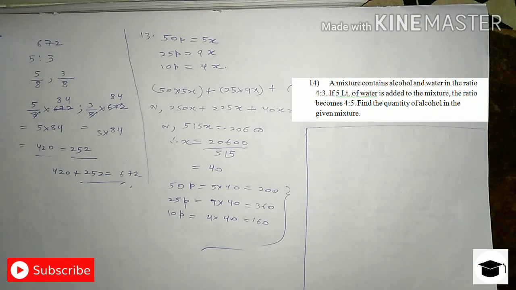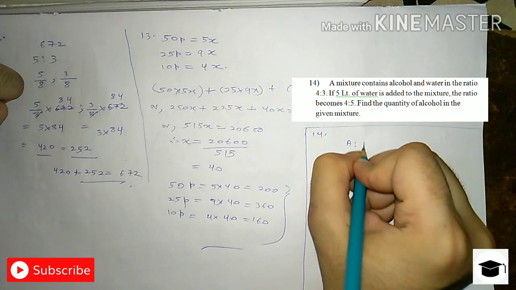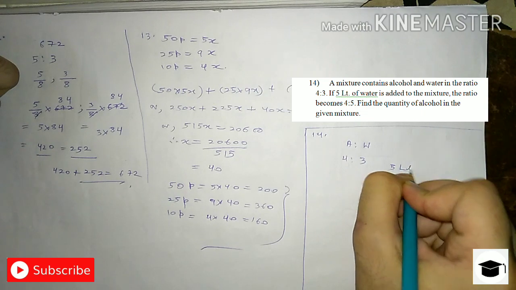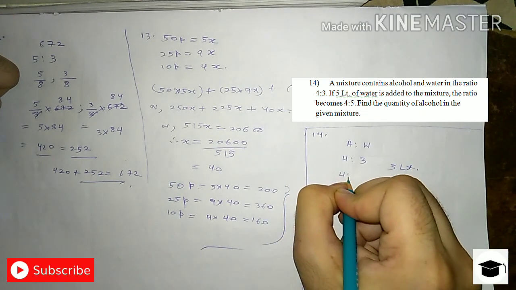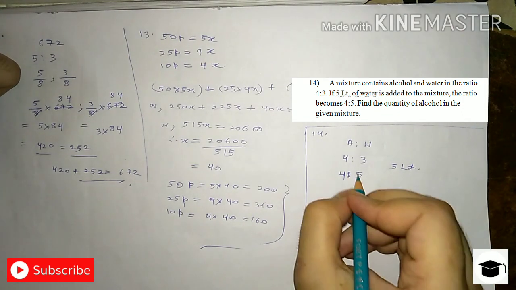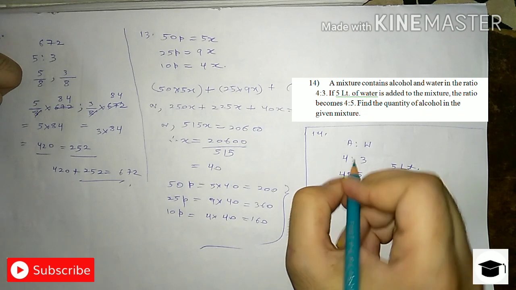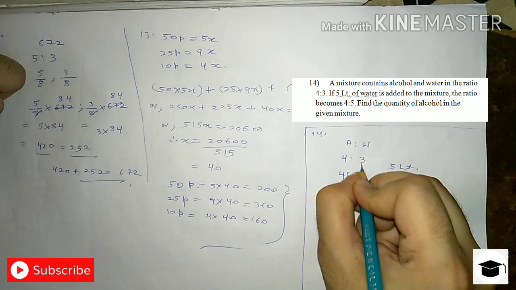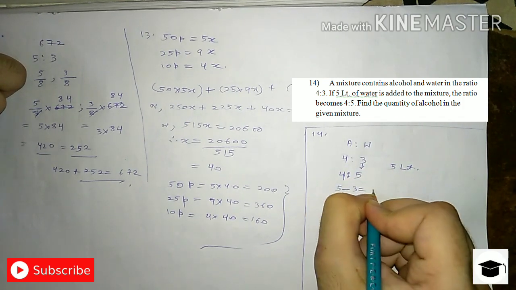A mixture contains alcohol and water in the ratio of 4:3. If 5 liters of water is added to the mixture, then the ratio becomes 4:5. Find the quantity of alcohol in the given mixture. Initially, the ratio of alcohol and water was 4:3. After adding 5 liters of water, the ratio becomes 4:5. So here we can see that the quantity of alcohol is same, but the quantity of water has increased. How much has the quantity of water increased? That is 5 minus 3 equal to 2.